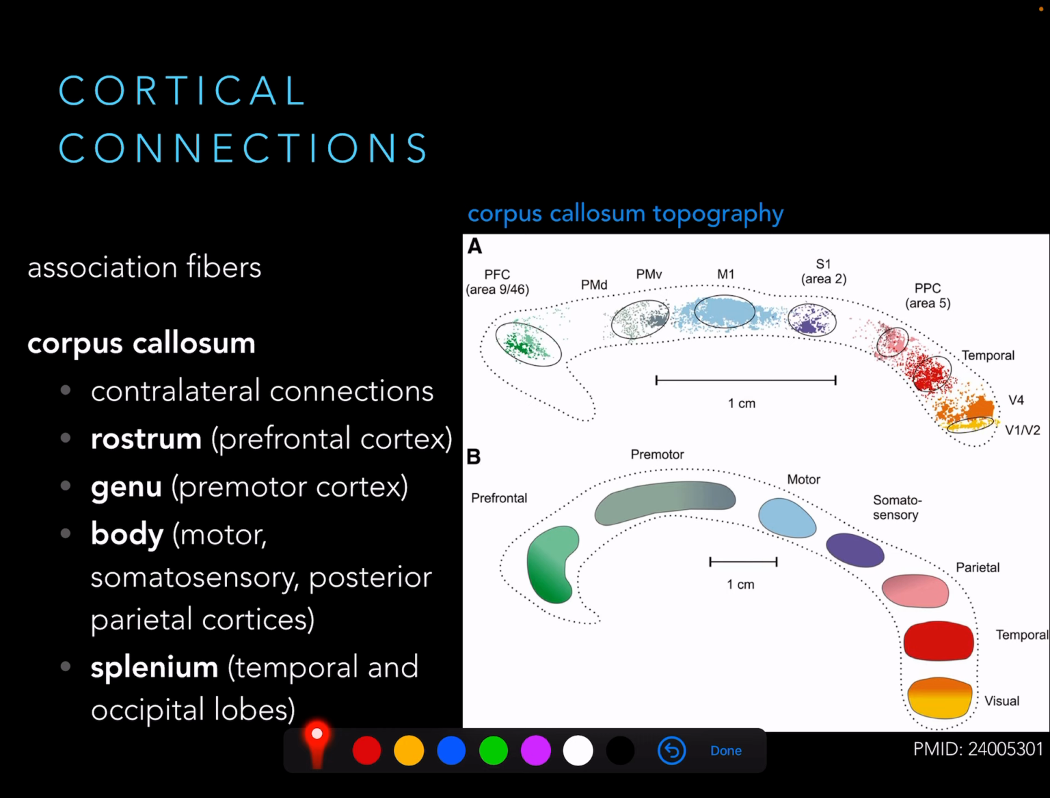Don't sweat that. But do know that if you're at the front of the corpus callosum, you're getting input from the front of the brain. And if you're kind of in the middle, you're getting the middle of the brain, more parietal lobe stuff. And if you're at the back, you get the occipital lobes. There's an organization, and it makes sense. Key thing here is that the corpus callosum allows the 2 sides of the brain to talk to each other. So we get our contralateral connections.